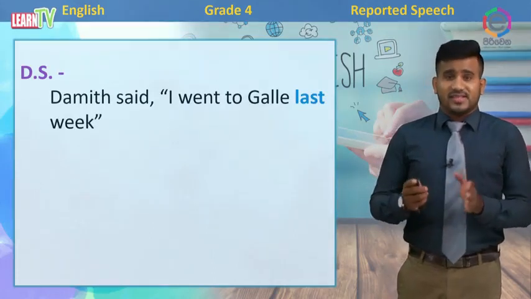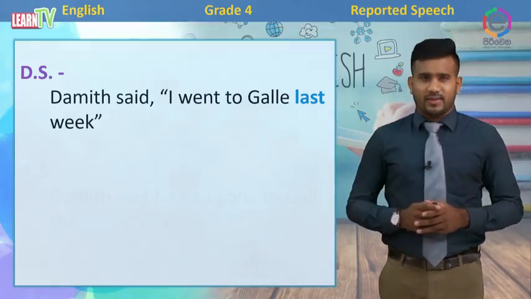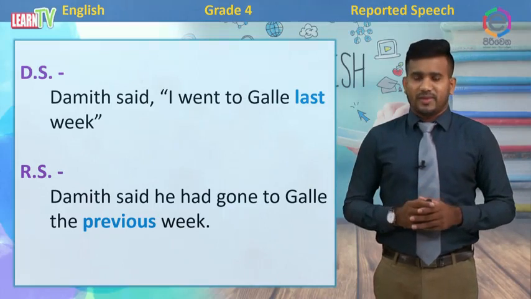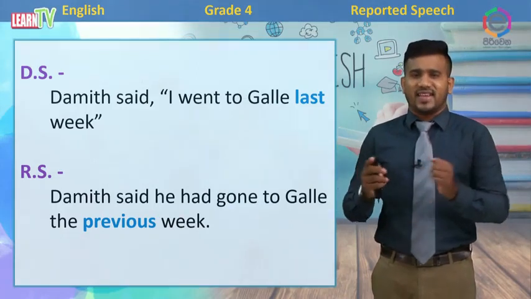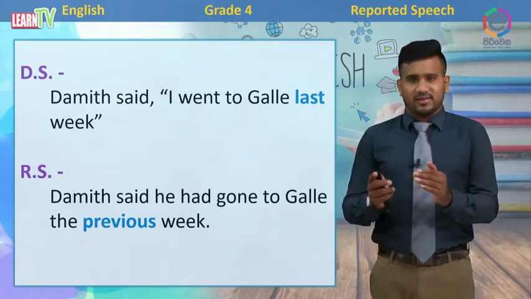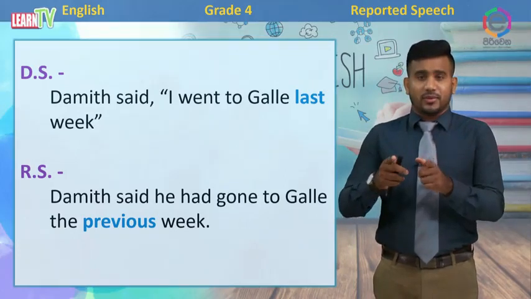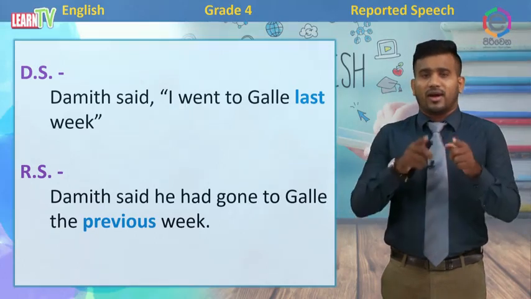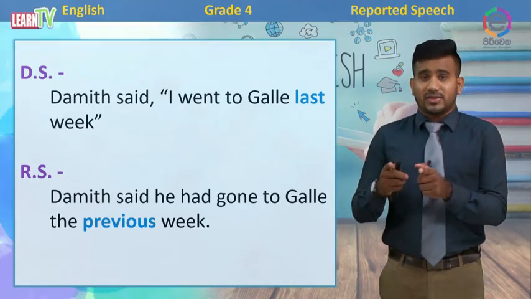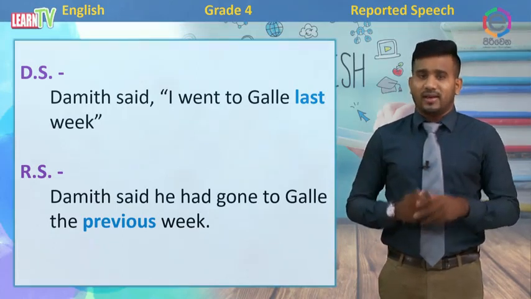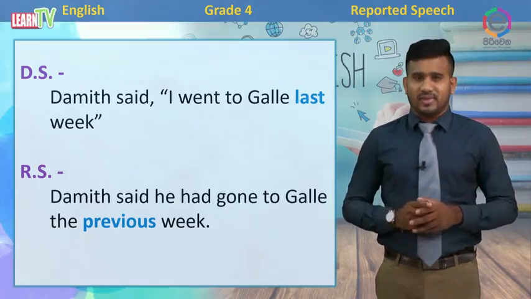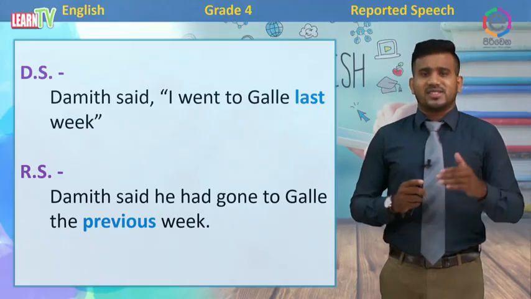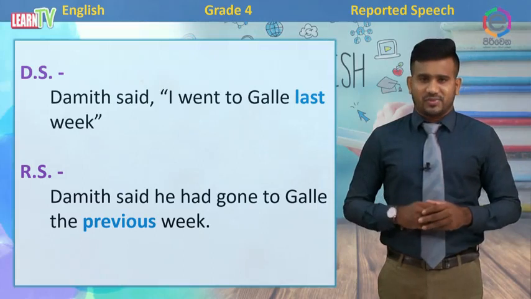Direct speech, Damith said, "I went to Goa last week." In reported speech, Damith said he had gone to Goa the previous week. Now you can see the word last has been changed to previous. I went to, went, it is simple past. It has been changed to past perfect, had gone. As well as the pronoun I has been changed to he. I went to Goa, he had gone to Goa. Last week has been changed to the previous week. Now you can see, Damith said, "I went to Goa last week." In reported speech, Damith said he had gone to Goa the previous week.